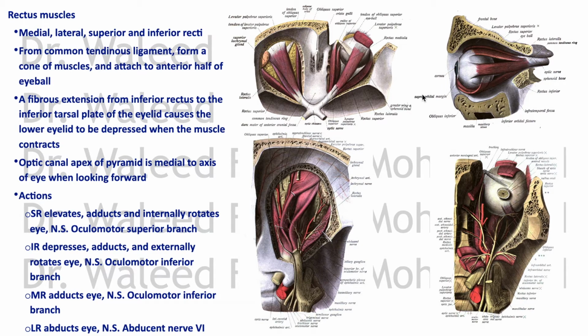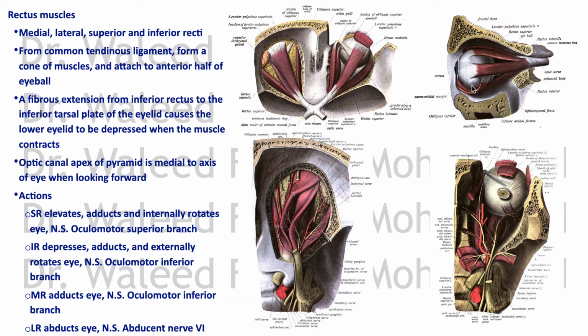Now, for the actions of the recti, see, they come from the posteromedial aspect. So expect the superior rectus to elevate and adduct as well, because it's coming from the medial side, and it will intort the eye. The superior rectus will intort, which is internal rotation of the eye, which is anti-clockwise, okay? The inferior rectus will bring the eye down, adduct as well, but will externally rotate the eye.